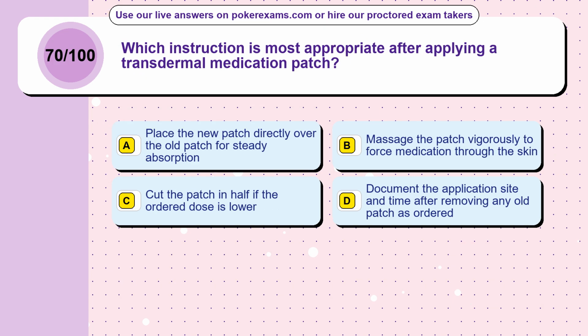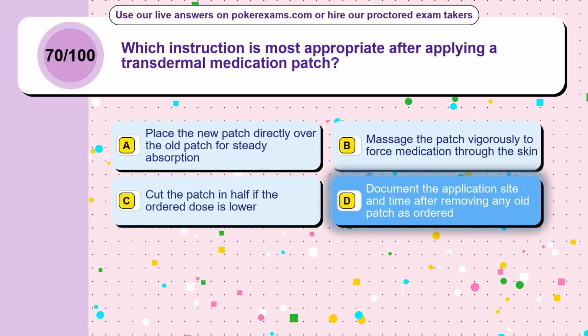Question 70. Which instruction is most appropriate after applying a transdermal medication patch? Option A. Place the new patch directly over the old patch for steady absorption. Option B. Massage the patch vigorously to force medication through the skin. Option C. Cut the patch in half if the ordered dose is lower. Option D. Document the application site and time after removing any old patches ordered.